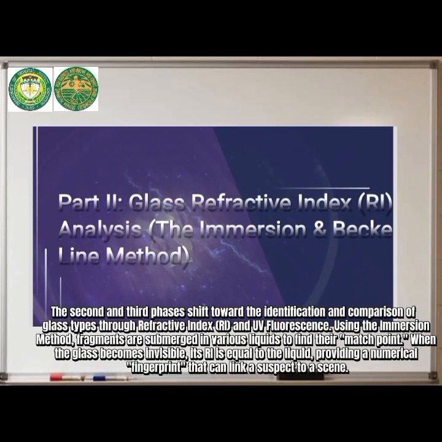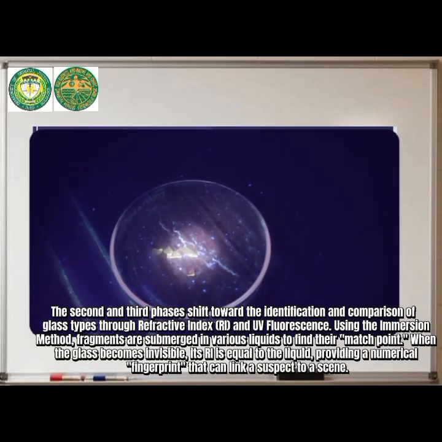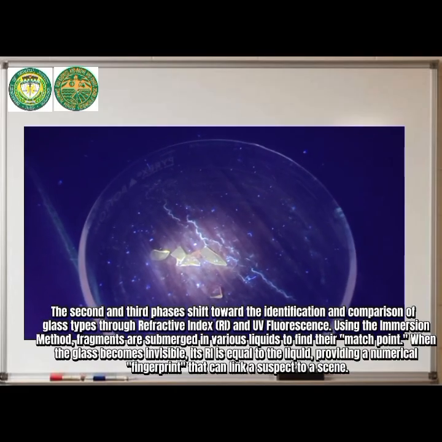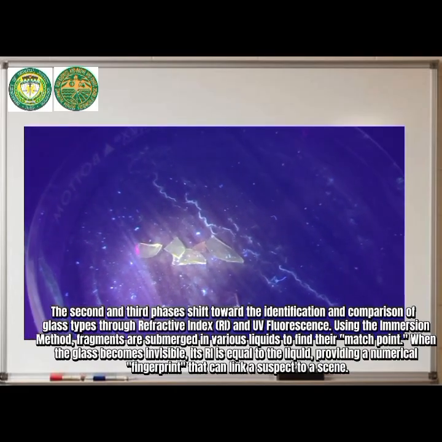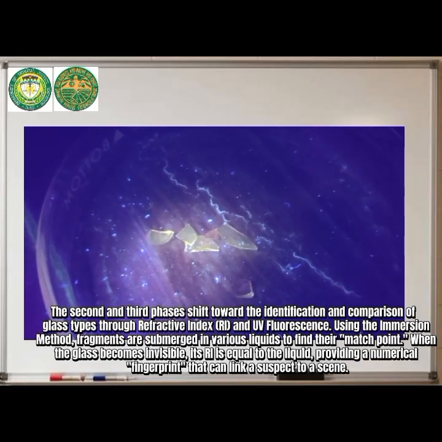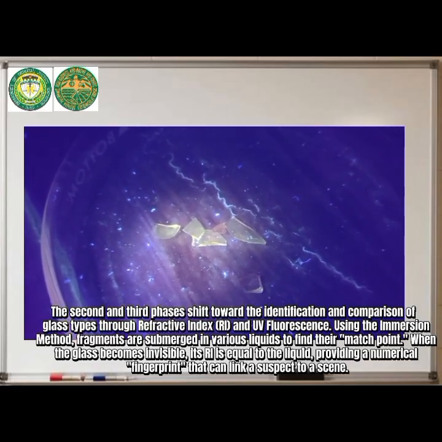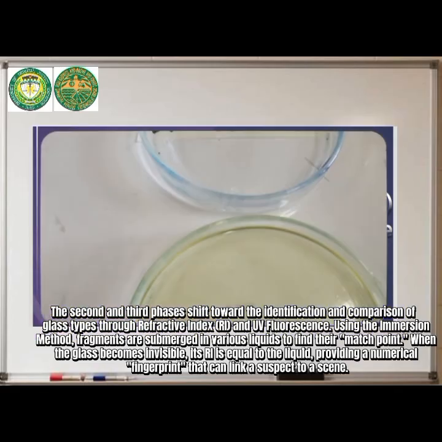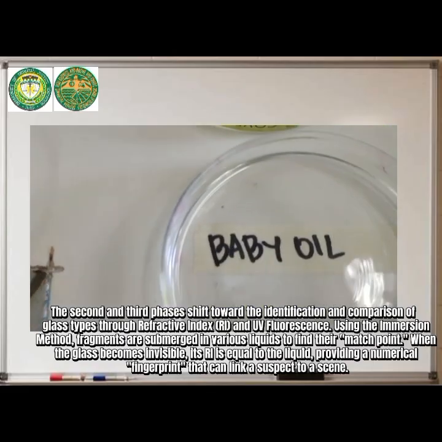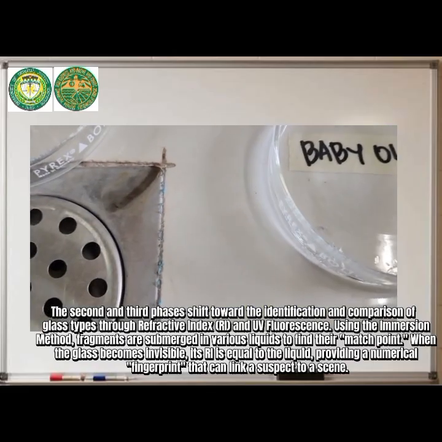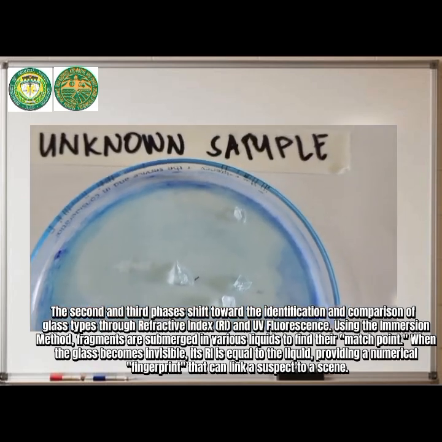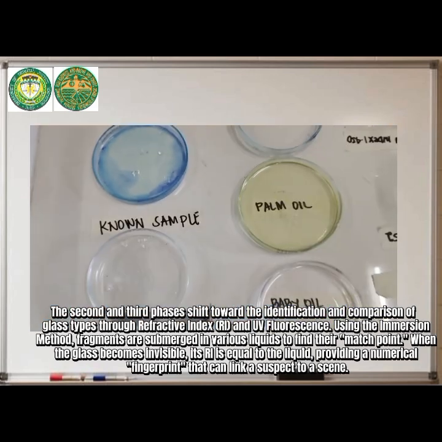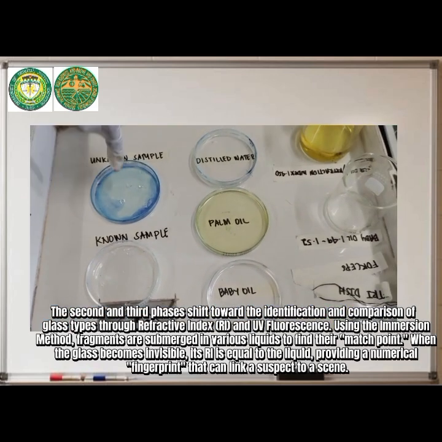The second and the third phases shift toward the identification and comparison of the glass types through the refractive index, RI, and UV fluorescence. Using the immersion method, fragments are submerged in a viscous liquid to find their match point. When the glass becomes invisible, its RI is equal to the liquid, providing a numerical fingerprint that can link a suspect to a scene.